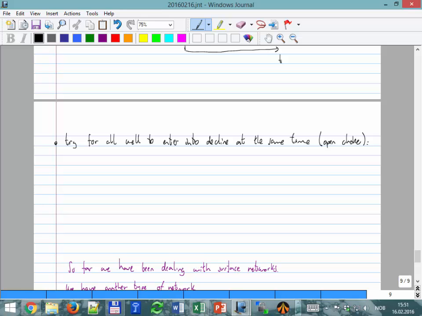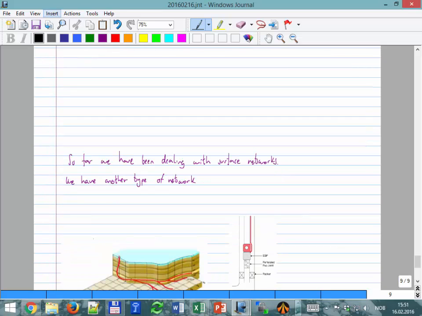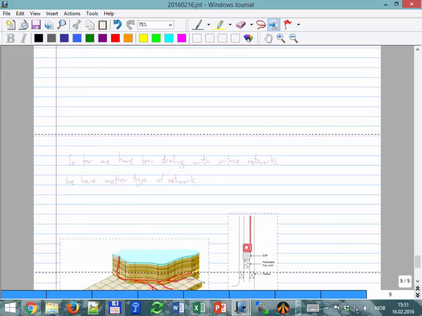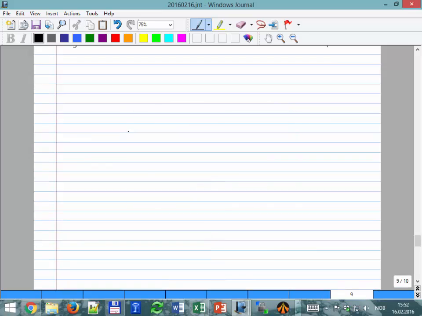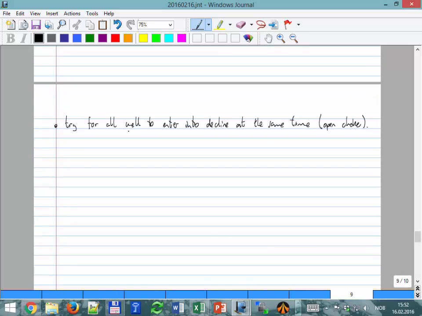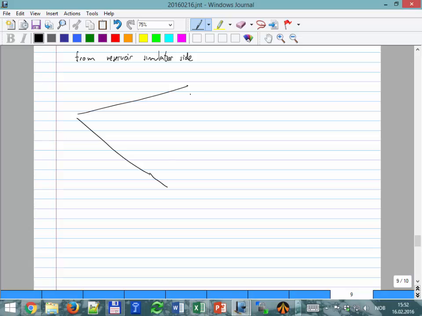So how do we do that practically? How do we manage to honor this sentence? The people designing that are working with a reservoir simulator. The way they do it is what I explained a bit earlier, from the reservoir simulation side. I will try to make a sketch that won't look too horrible.